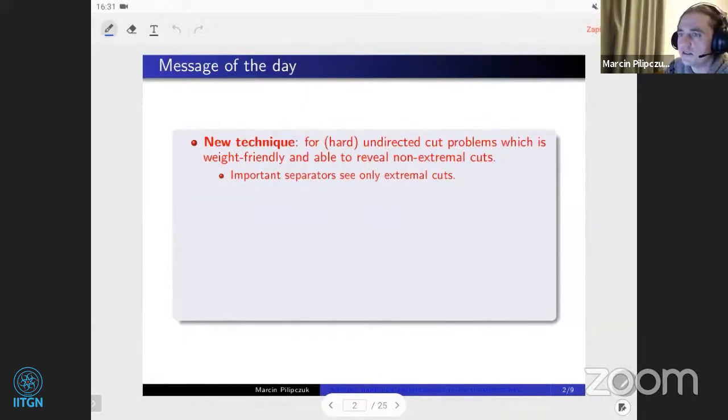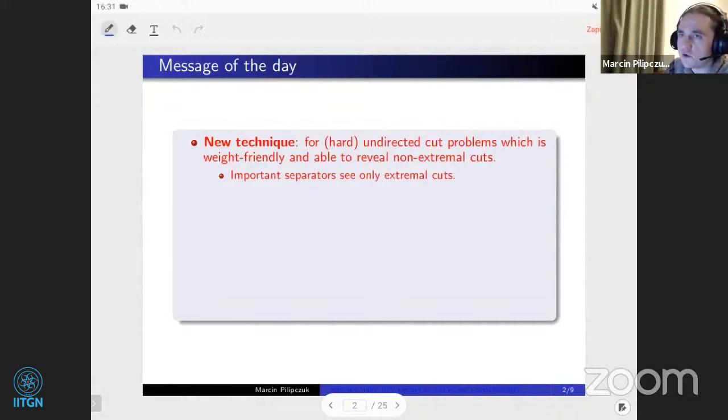Okay, so I'll be presenting you a new technique that solves some cut problems. It will be unfortunately only for undirected graphs. The directed case will be in the open problems part at the very end. And one of the interesting properties of this technique is that it's friendly to many weighted problems. Actually, it was designed with some weighted problems in mind.